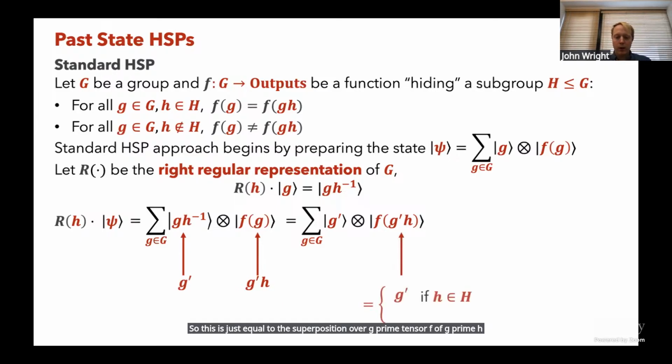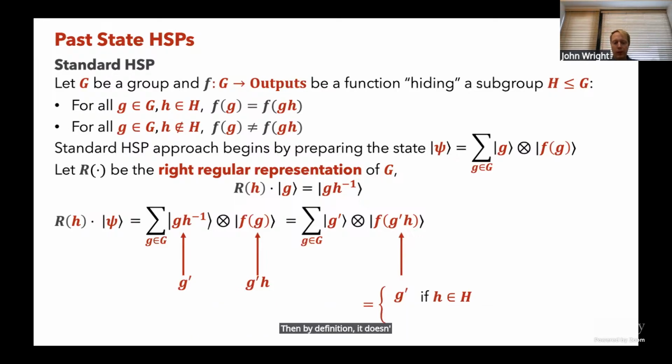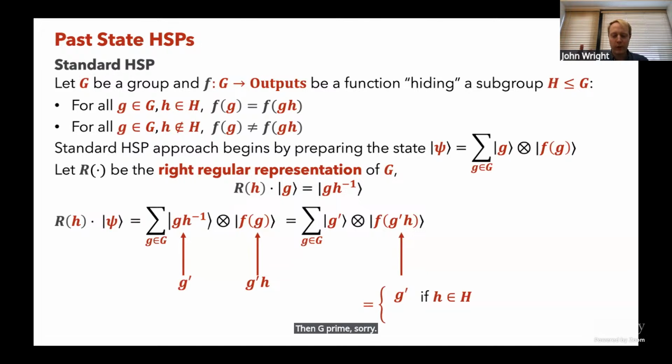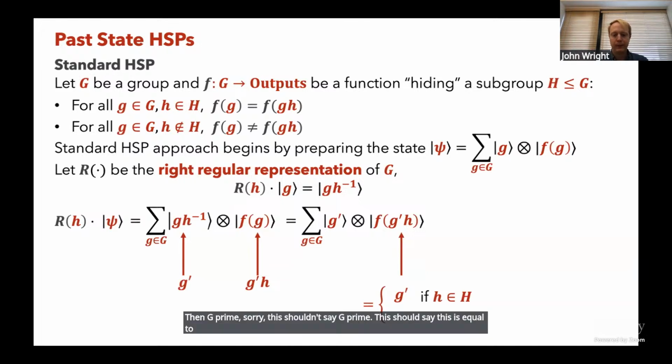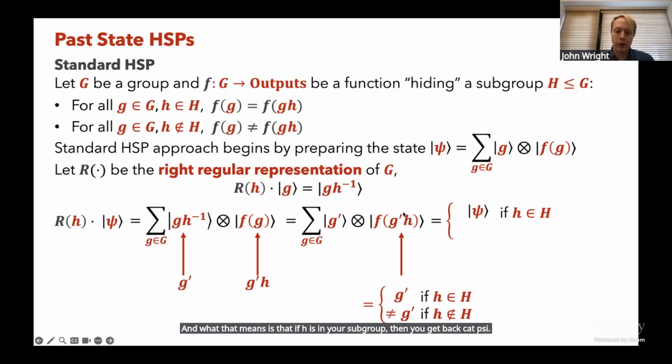Now, if we look here, if H is in your subgroup, then by definition, it doesn't change the value of this function at all. So if H is in your subgroup, then, sorry, this shouldn't say G prime. This should say this is equal to f of G prime. And if H is not in your subgroup, then this is not equal to f of G prime. And what that means is that if H is in your subgroup, then you get back ket psi. This is just f of G prime. That's exactly what you have here.